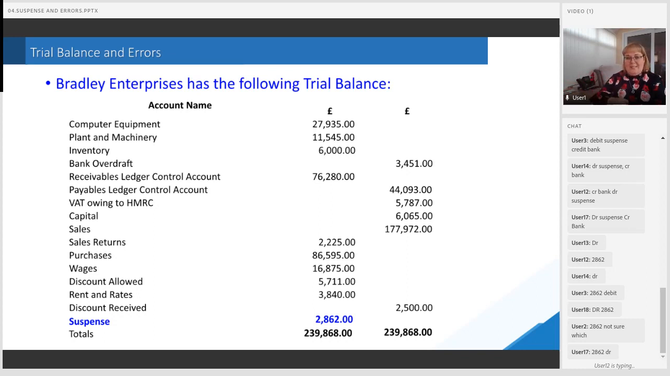Me, the accountant of the business, us, the accountants of the business, would then need to get our heads around what's gone wrong here, because that can't remain there. And we generally, as accountants and bookkeepers, would have a period of a couple of days to complete our month-end process. So I've got a problem, and that problem gives me a financial issue of 2,862. I need to get rid of it.